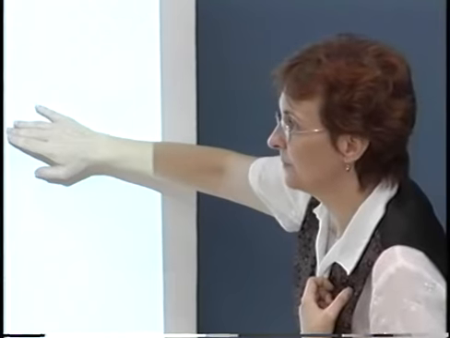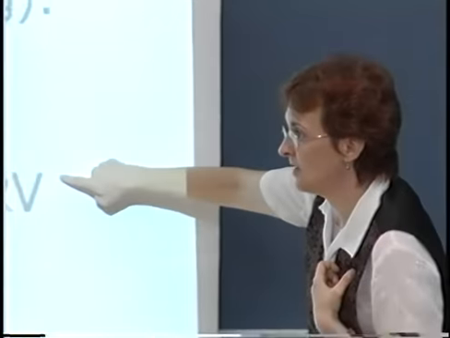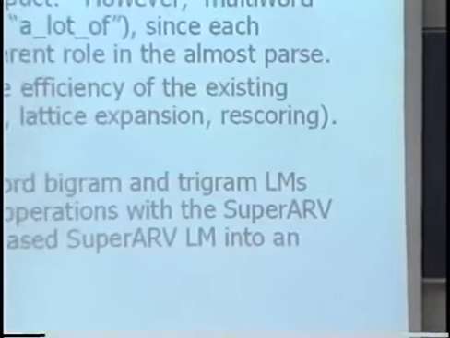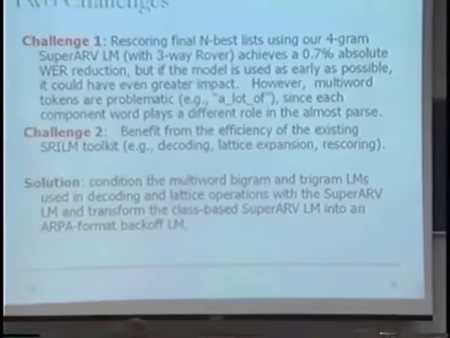They have to be under 10 times real time, so you can't actually apply even the super ARV language model as it was. I mean, it's pretty fast. It's much faster than a full parser language model because you don't have the parse stack that you have to keep track of, but it's still a lot slower than applying an ARPA backoff language model. So we basically conditioned the multi-word bigram and trigram language models given the super ARV language model, and we transformed the class-based language model into the ARPA backoff format.